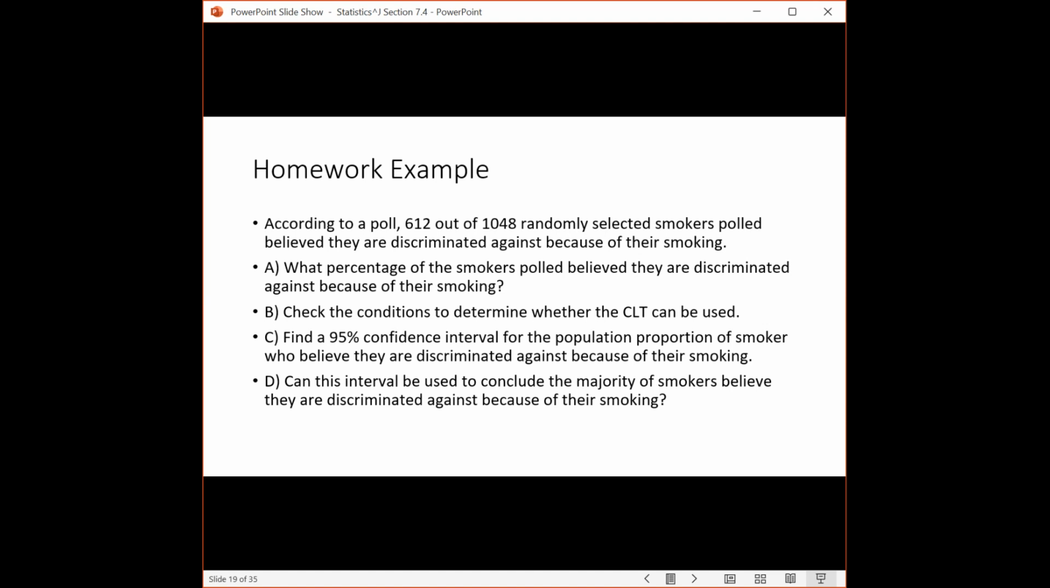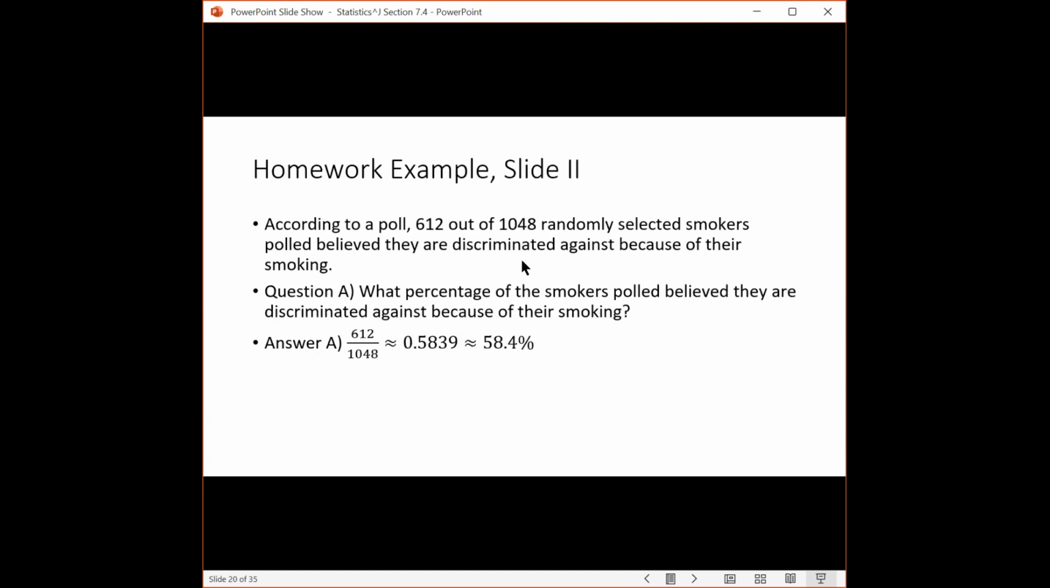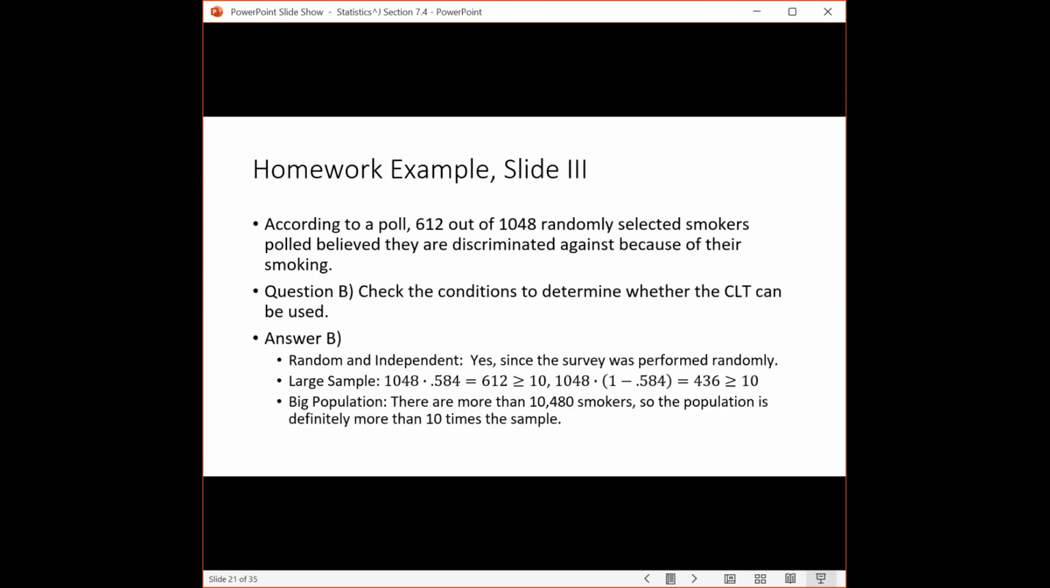So first, what percentage of smokers believe they are discriminated against because of their smoking? To calculate the percentage, you just take the two numbers that they gave in the problem and divide them. So it's about 58.4%. So if you talk to 1,048 and 612 say yes, then that means about 58.4% said yes. Okay, so let's just stop here for a second. It wants us to check the conditions to determine whether the central limit theorem can be used.